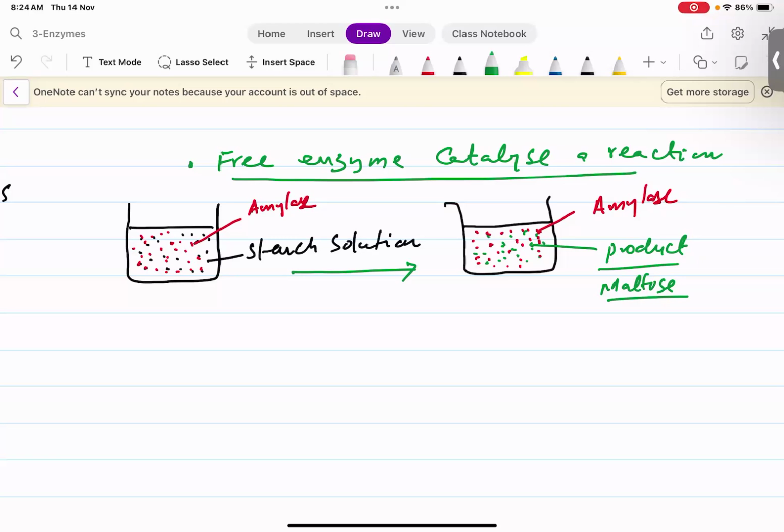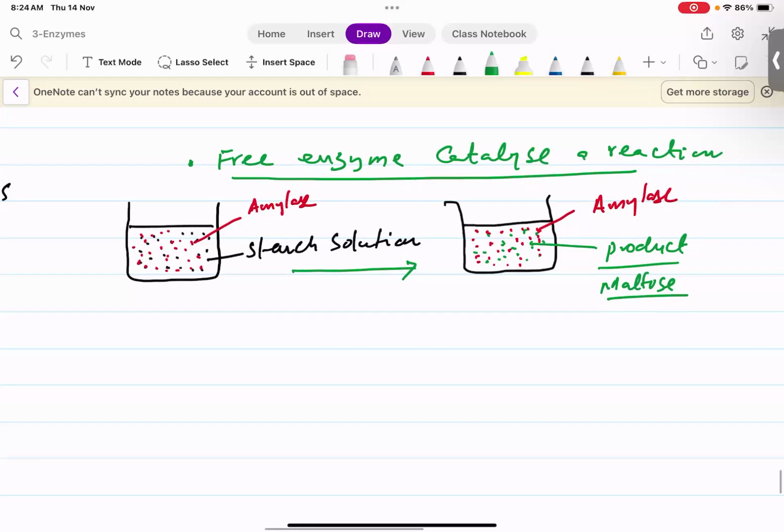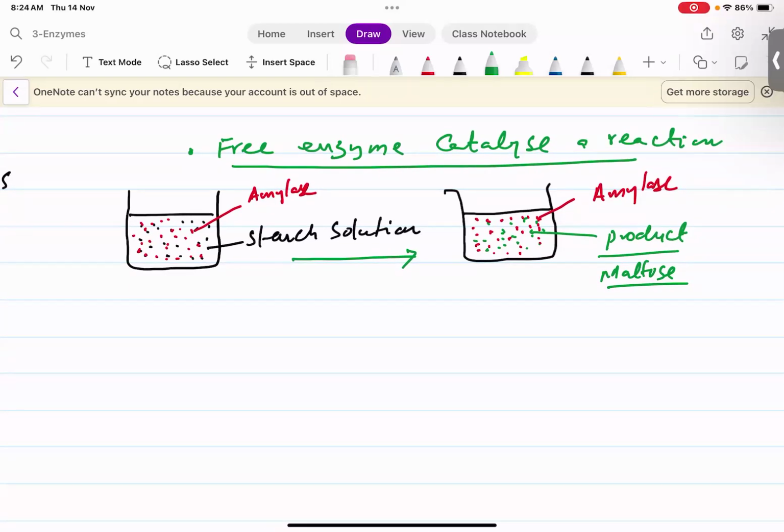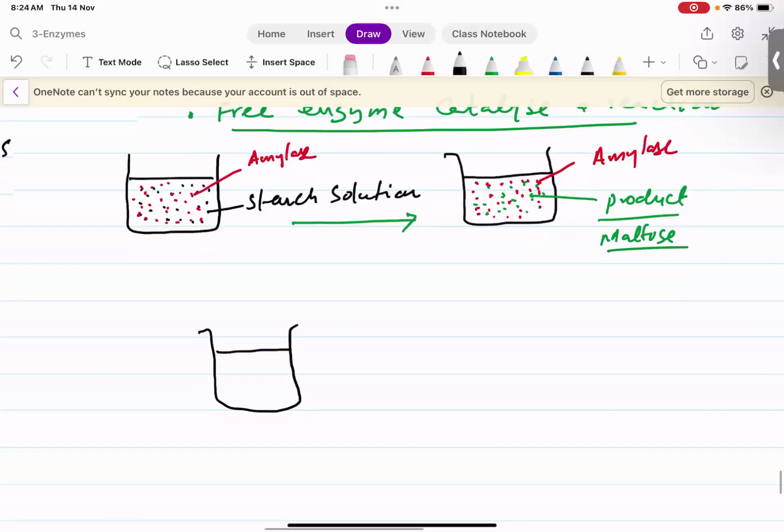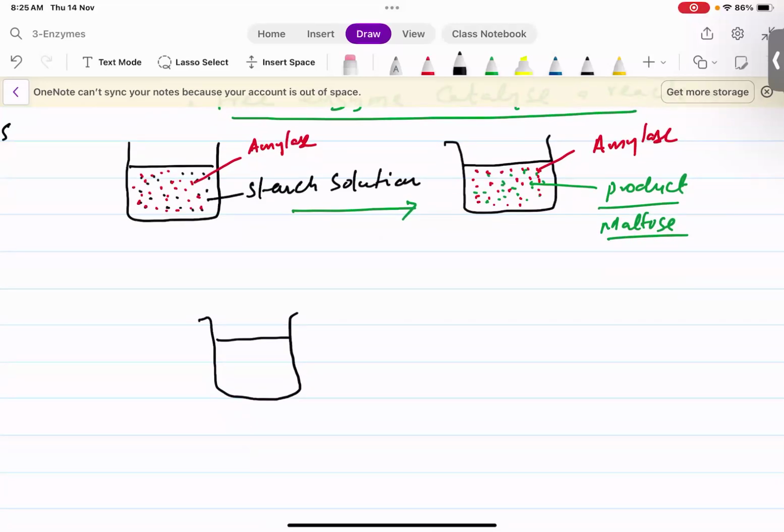During immobilization, we restrict the free movement of these enzymes in a reaction mixture. How do we restrict their free movement in the reaction mixture? These enzymes can be entrapped or encapsulated in some other substances, or maybe they are adsorbed on the surfaces of other substances.